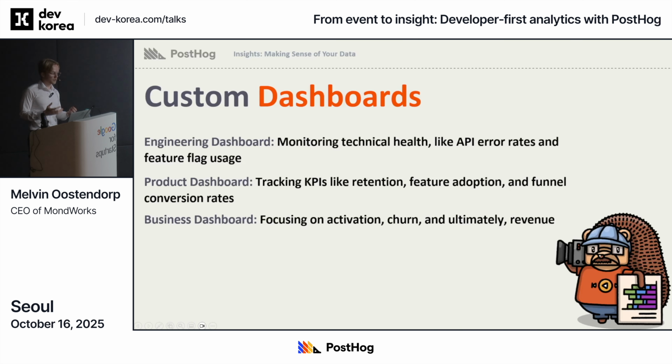Dashboards are where your data finally becomes visible and useful. In PostHog you can create multiple dashboards. You can have a dashboard for engineering, to monitor your technical health, a product dashboard to monitor your KPIs, or a business dashboard for revenue checking. All dashboards are dynamic, which means once you visit them, you have the latest data available. No need to refresh. This also allows you to react quickly to trends, both good and bad.